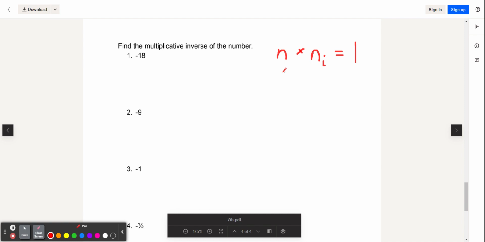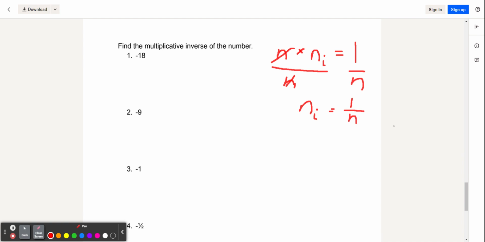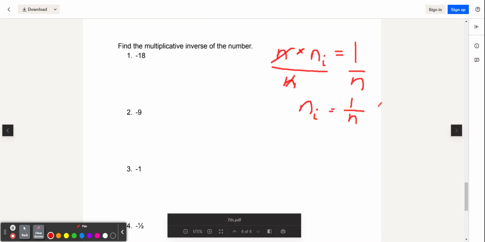So, if we solve for the multiplicative inverse, dividing both sides by n, we get that the inverse is equal to 1 over n. And that looks awfully familiar. It is what you're thinking of. It is indeed the reciprocal. So, for our first problem, negative 18, the multiplicative inverse is the reciprocal. And the reciprocal of negative 18 is 1 over negative 18, 1 over n, or negative 1 over 18.